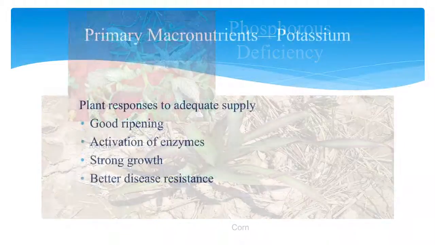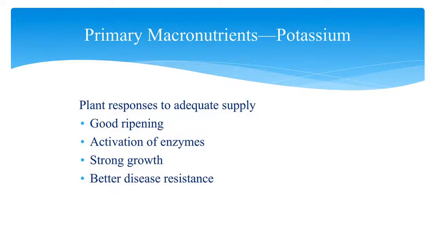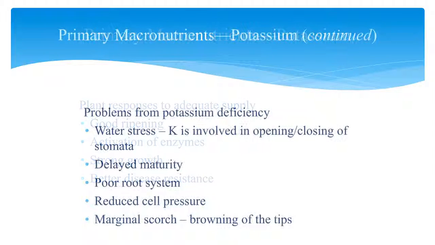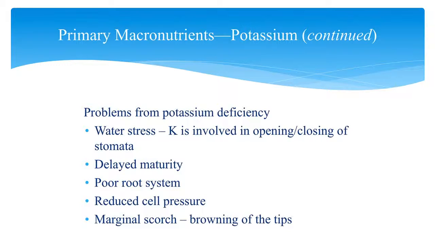Now, potassium, again, it's going to help ripening. It's going to activate enzymes, strong growth, better disease resistance. Water stress, it helps a lot with our drought situations. And when it's deficient, you're going to have problems with root systems. It regulates the amount of water going in and out of the cells, so it's important for that. And you can get scorch on the leaf tips.